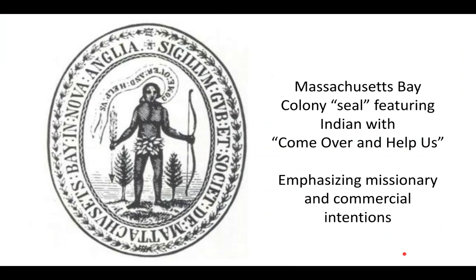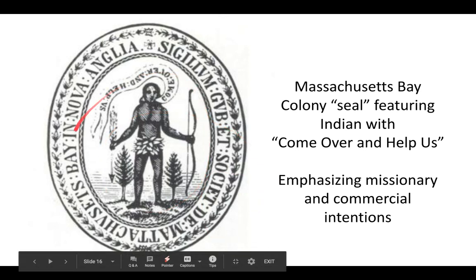I thought this was funny. I don't know if funny is the right word to use, but here's the Massachusetts Bay Colony seal. And it has an Indian in the middle. And the phrase says, "Come over and help us."